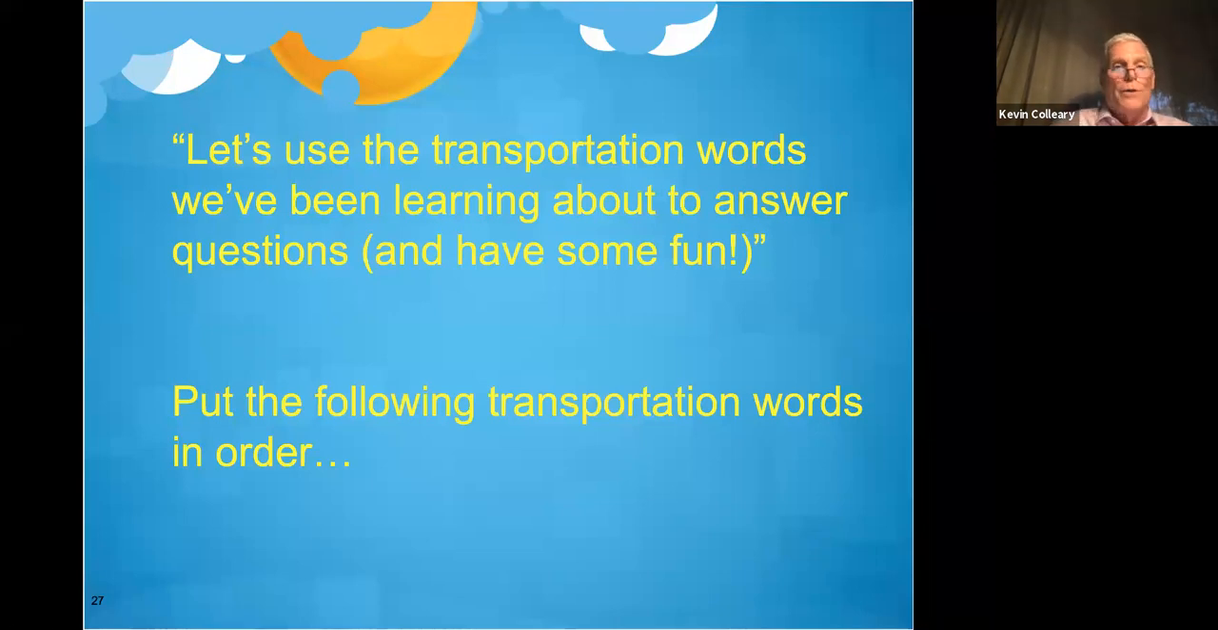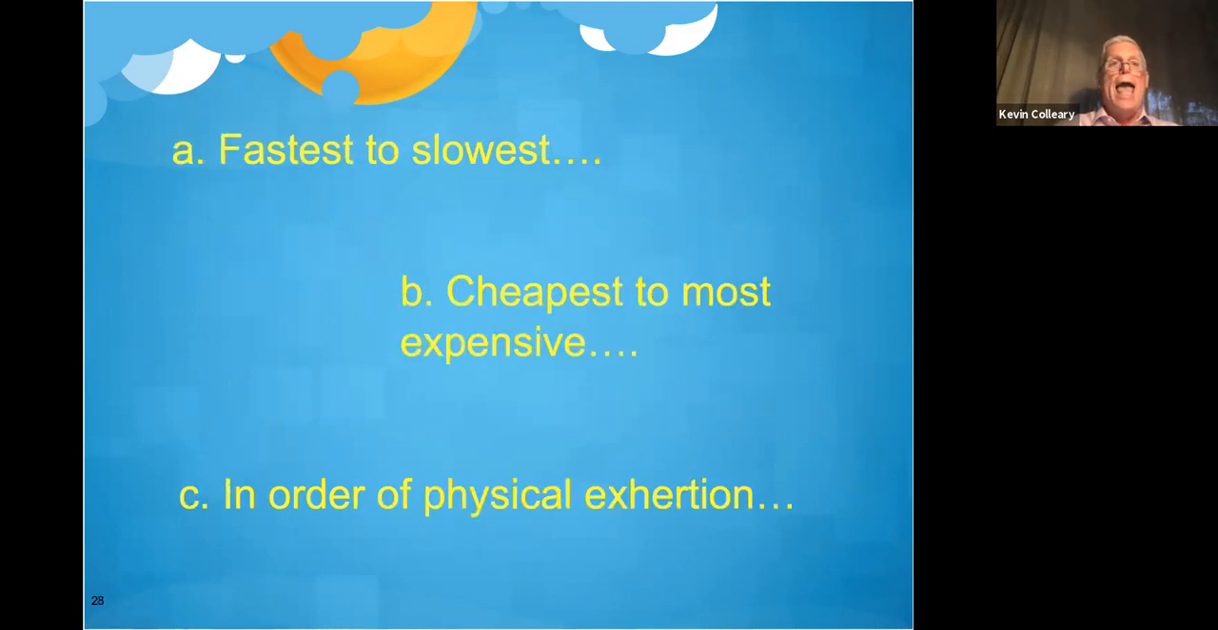So the puzzle or the question or the challenge is, put the following transportation words in order. In order of what? A, fastest to slowest. B, cheapest to most expensive. And C, in order of physical exertion. Now you'll see my list in a minute. And again, these aren't the only ways to do this. These are Kevin's ideas around adapting some other strategies out there to present an exercise working with vocabulary words that continues to keep kids' critical thinking going.